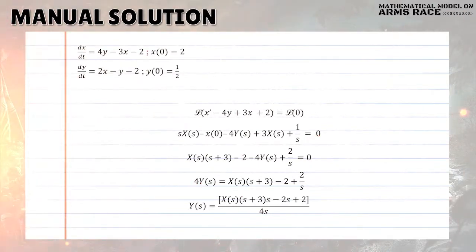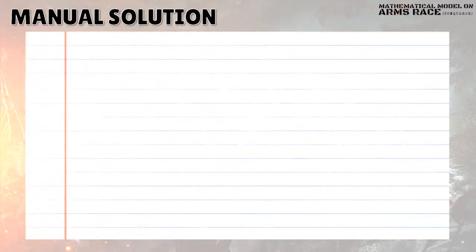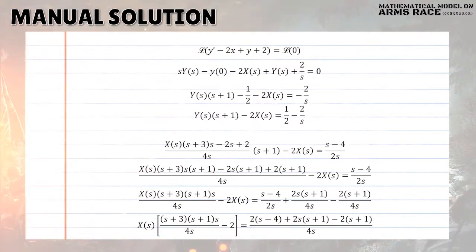Note that when t equal to 0, x equals 2 in the equation. Then we factorize X(s) from the left hand side and get X(s) multiplied by s plus 3. Lastly, leaving Y(s) as the subject, we get Y(s) equal to X(s) multiplied by s plus 3 multiplied by s minus 2s plus 2 over 4s. For equation 3.2, we Laplace transform both sides, and we get s Y(s) minus y naught minus 2X(s) plus Y(s) plus 2 over s equal to 0.